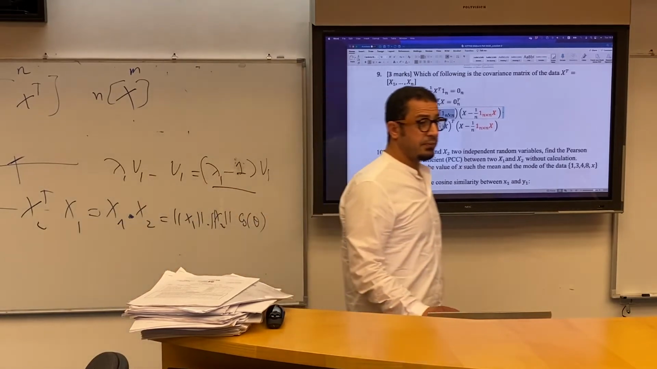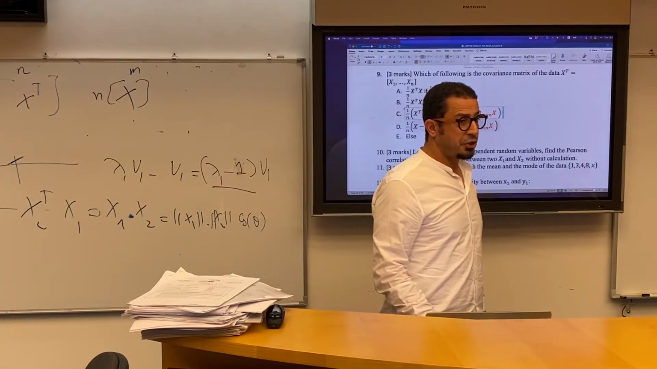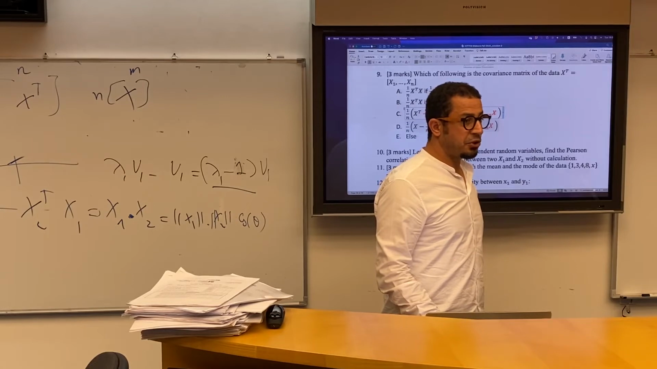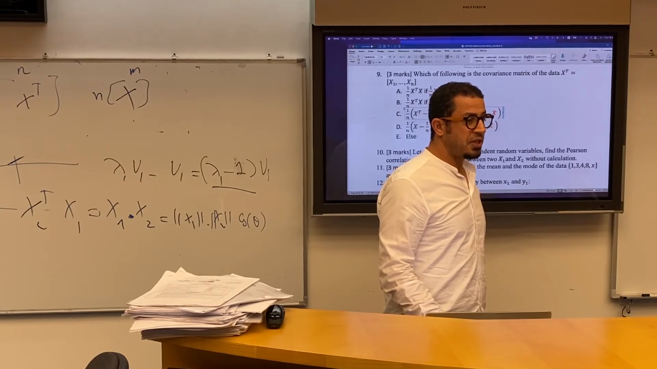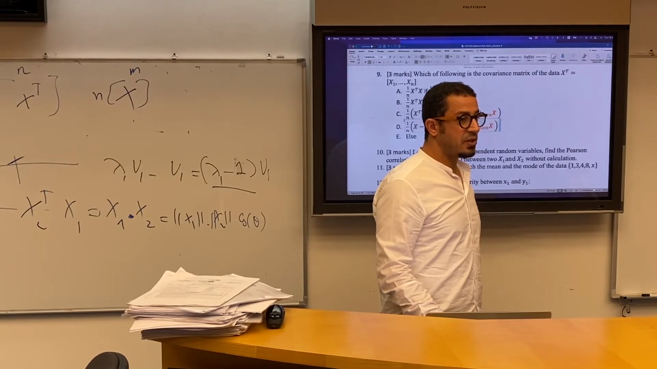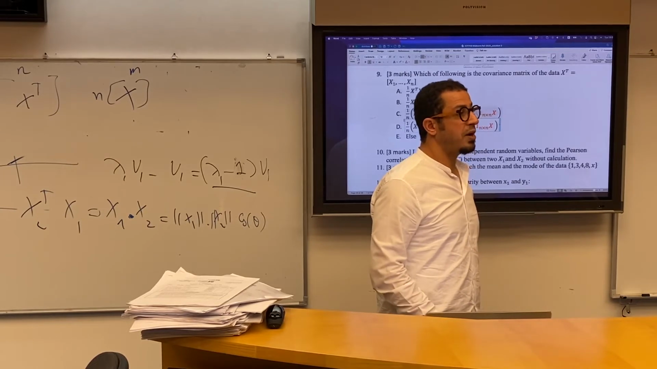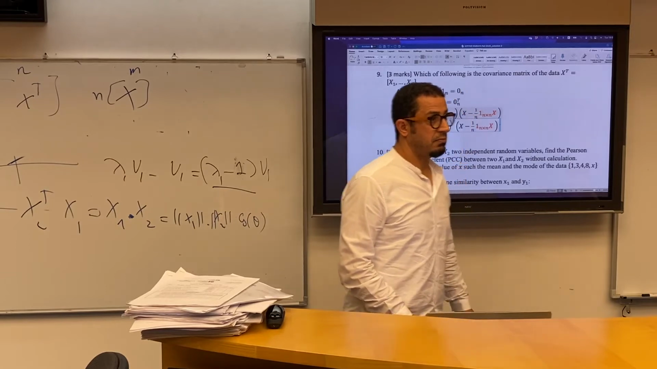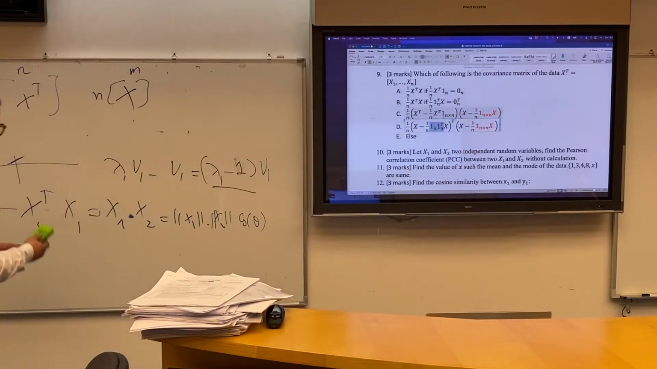Second one, I put a transpose here. We go to the transpose of this one, and the transpose of this one is x transpose, and 1n times this one is exactly 1, 1, 1. Same. So D is again correct.